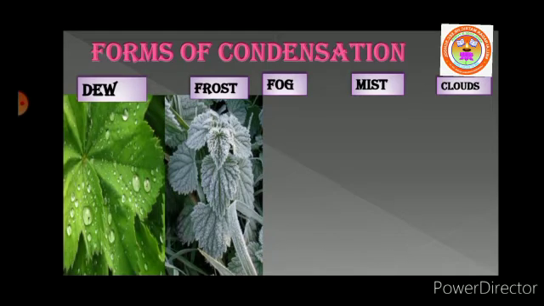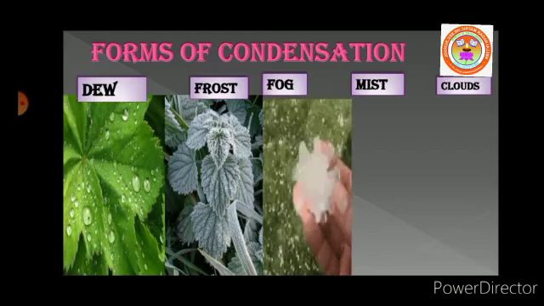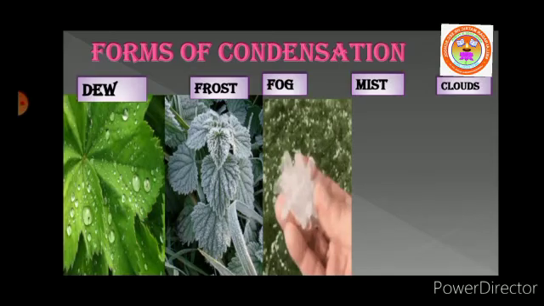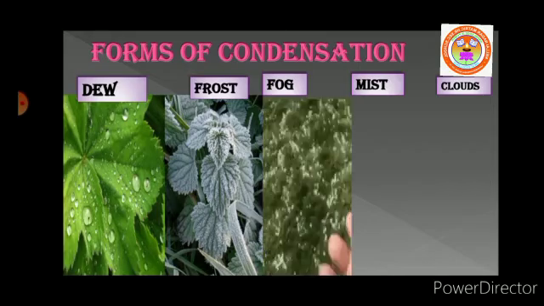The ice crystals formed by deposition of water vapor on a relatively cold surface of an object is known as frost. Next, let us see fog. Fog is the suspended tiny water droplets or ice crystals in an air layer next to the earth's surface.